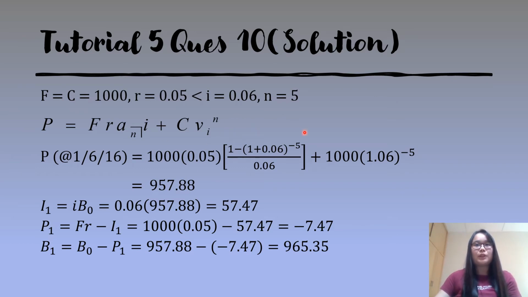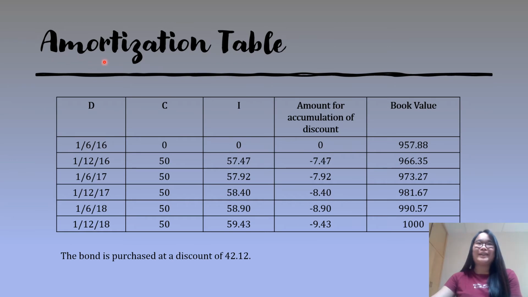By substituting the values, the purchase price on the 1st of June 2016 is 957.88, and I1, the interest earned at T equals 1, is 57.47, and P1 is negative 7.47, and the book value at T equals 1 is 965.35. Okay, so let's look at the amortization table for the discount bond.